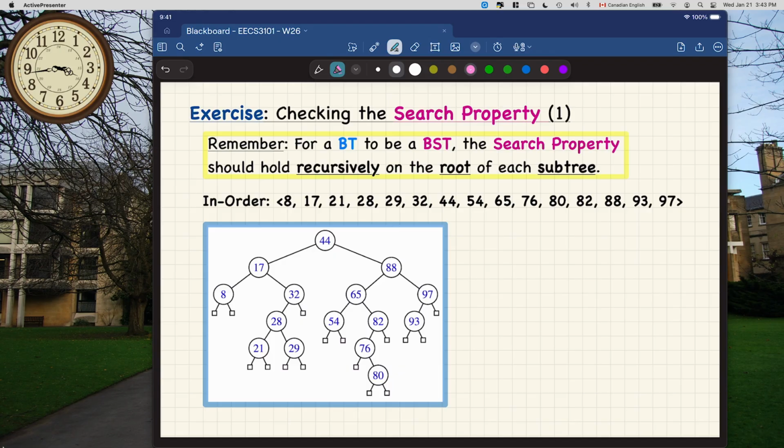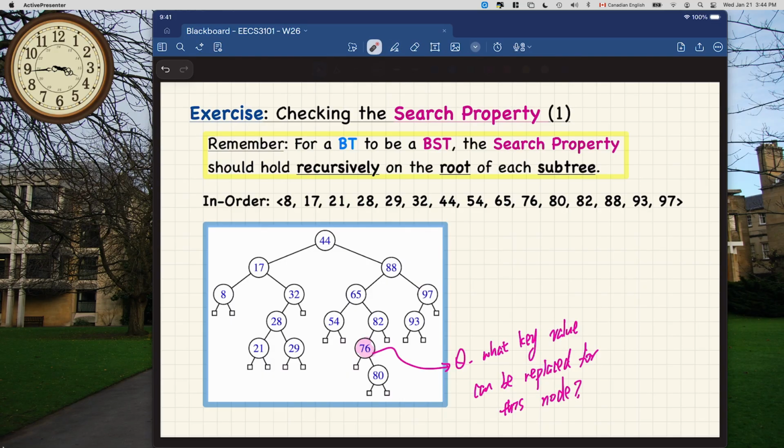Let me pick one node from the tree. Let's say I pick this node. Here's my question: what key value can be replaced for this node? Meaning that if I want to replace the 76 by another value, tell me the exact range of the values.